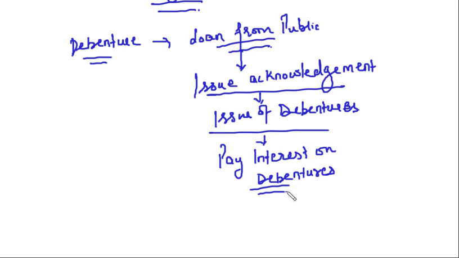Right? So in case of debentures, you take a loan from the public, you issue the acknowledgement. That acknowledgement is known as the debenture document, and you have to pay interest on these debentures. On the loan taken from the public, you will have to pay interest. Clear? Right? So this is what you call debentures, that is a loan from the public, and against that loan you issue the acknowledgement. That acknowledgement is known as the debenture document.